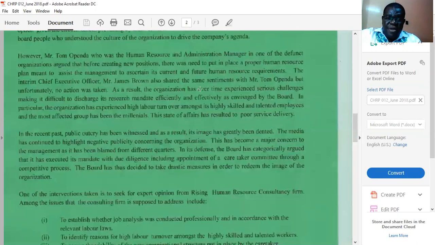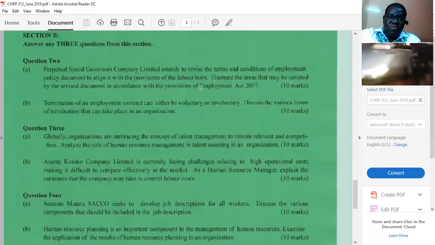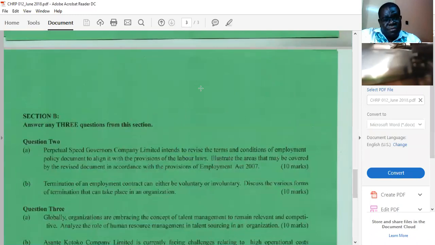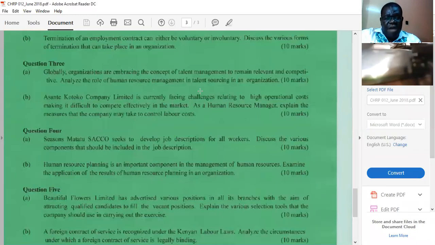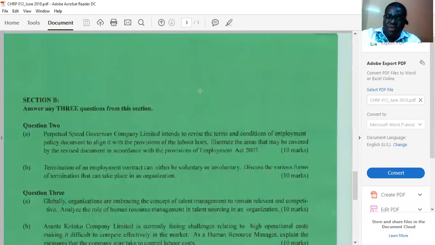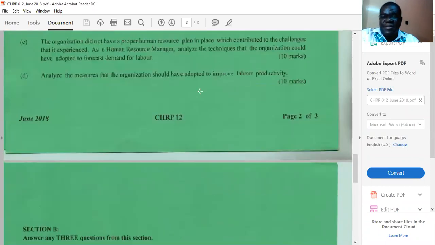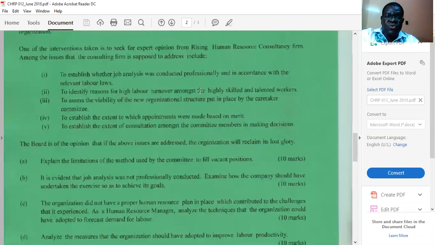Section B has five questions, from question 2, 3, 4, 5, and 6. And for this section, you are supposed to do three questions in section B, and one question in section A. Section B will get you 60 marks, and section A will get you 40 marks.